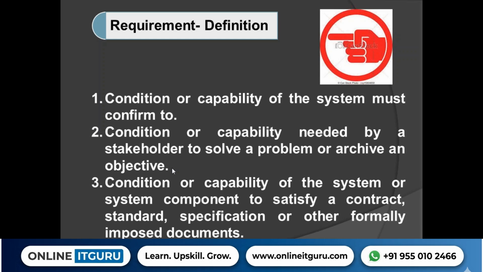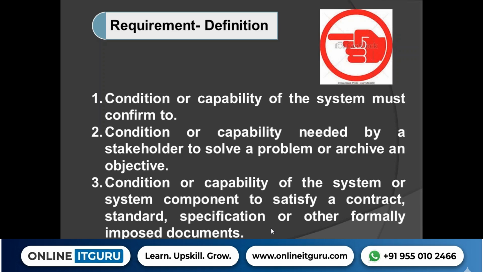Then the third one is the condition or capability of the system and system components to satisfy a contract or a standard or a specification or other forms of imposed documents. It is nothing but the system and system components should be such that whatever specifications we give should be accepted by the system or its components, through which the client can satisfy his objective or solve his problem. Okay, so these are the 3 definitions of requirement.